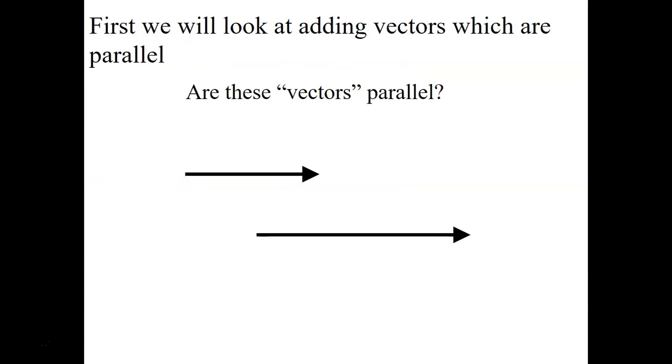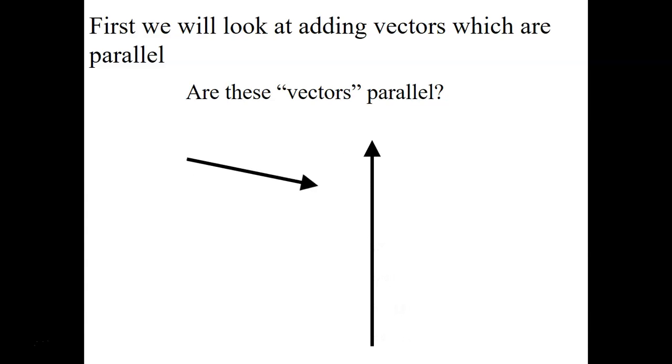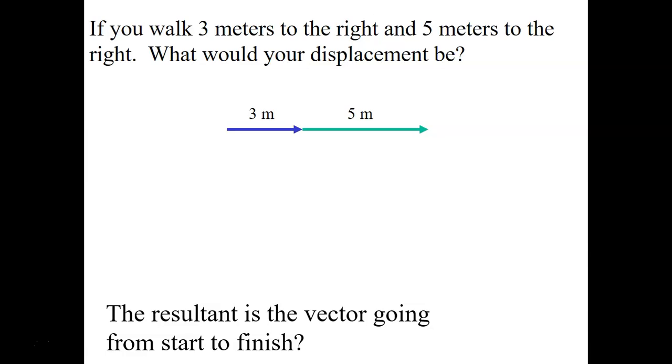So the easiest scenario you can deal with is adding vectors that are parallel. So let's say I've got two arrows here, and are those arrows parallel? They look it. Are they parallel now? They look it. Are they parallel now? No. What about now? No, they're perpendicular. What about now? Yes, they're parallel. So vectors that are parallel can be added very easily, and I'll show you how.